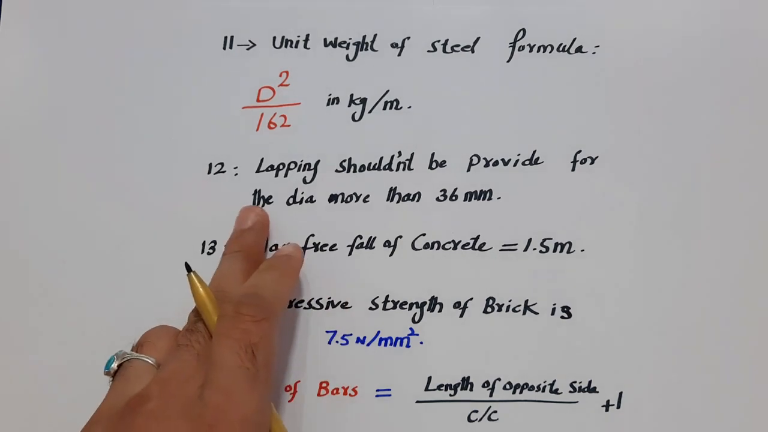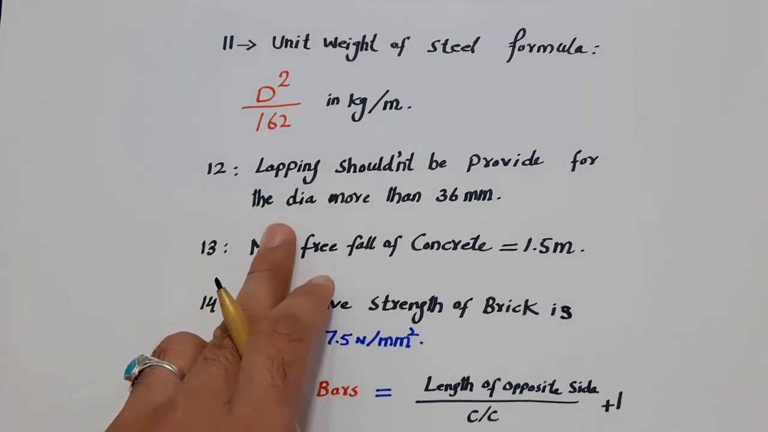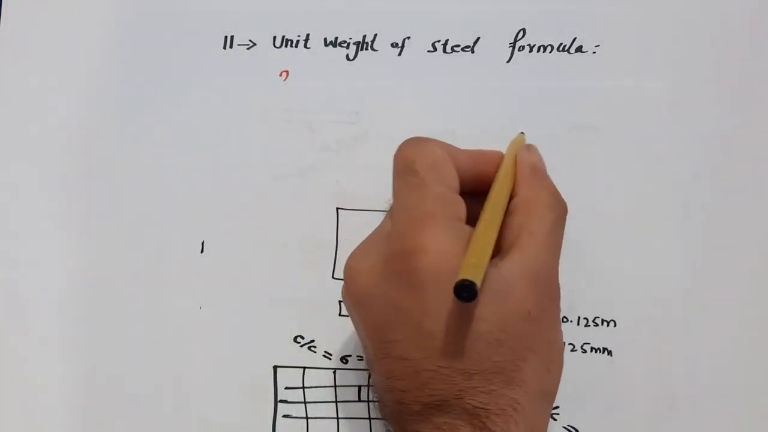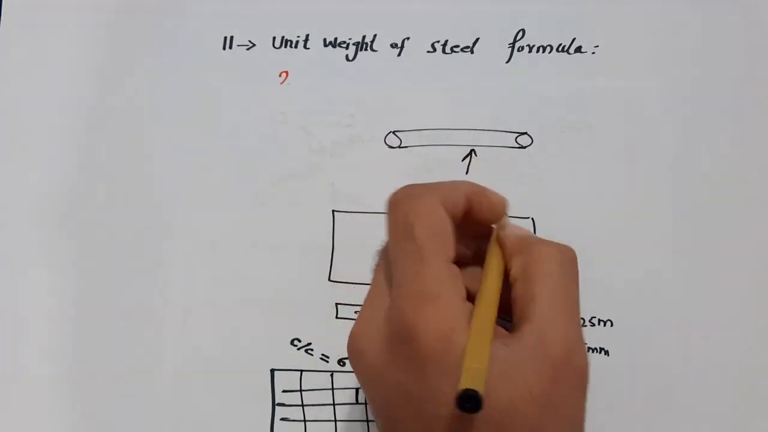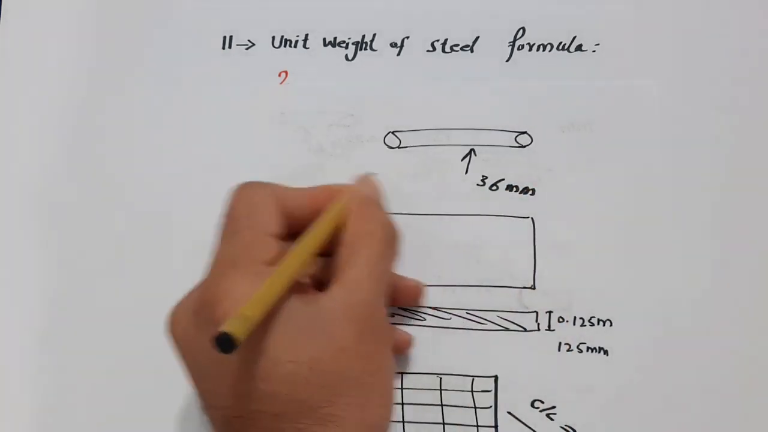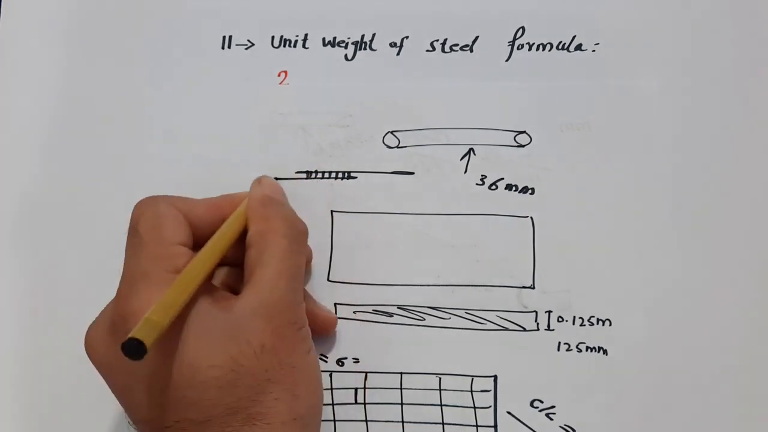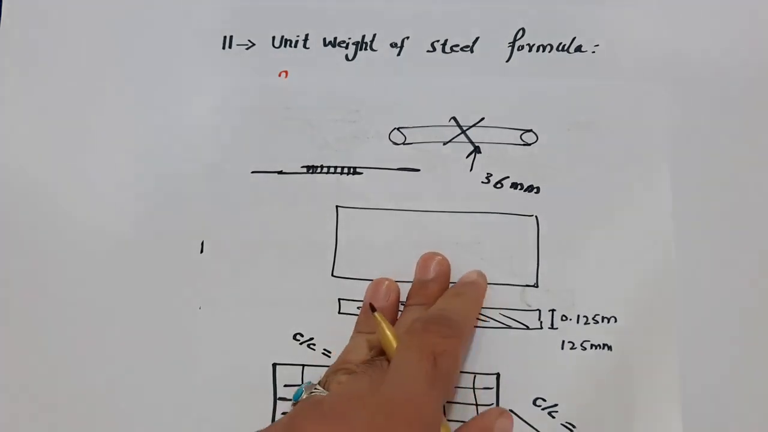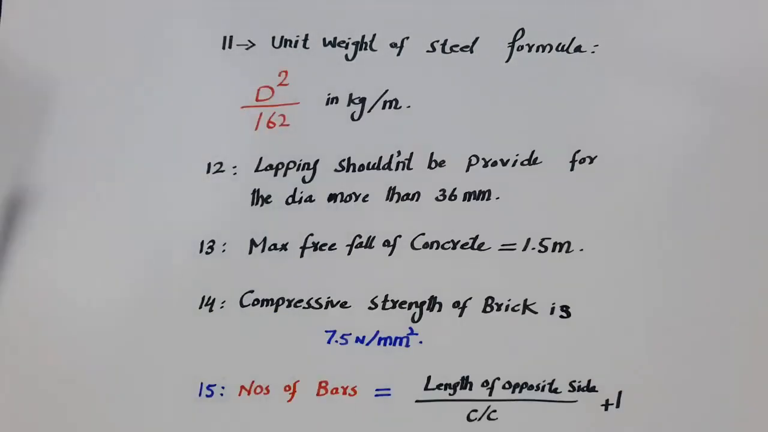The 12th one is that lapping shouldn't be provided for a dia of more than 36 millimeter. For example, this is a steel rod. If the dia is more than 36 millimeter, the lapping should not be provided. This is lapping. Less than this you can use lapping, but for larger ones you can use the coupler method or any other one.